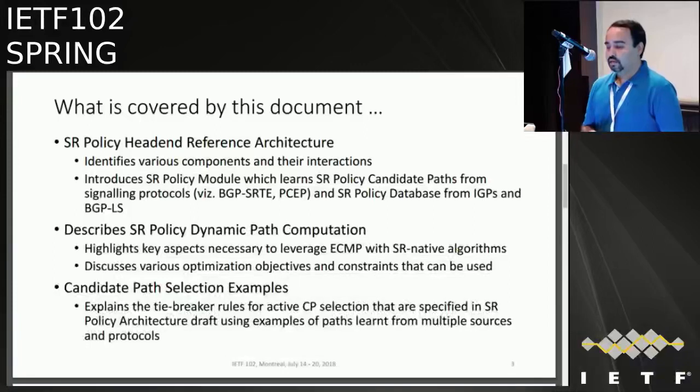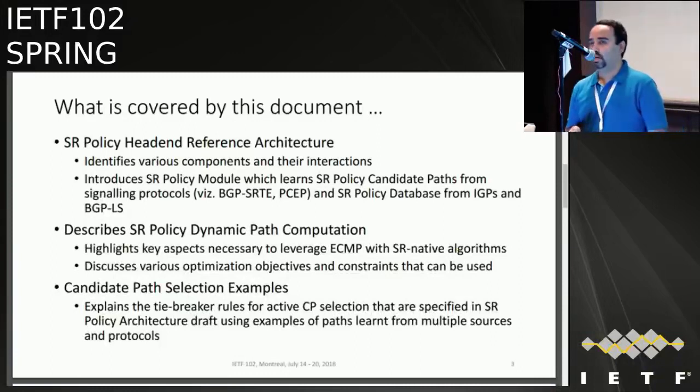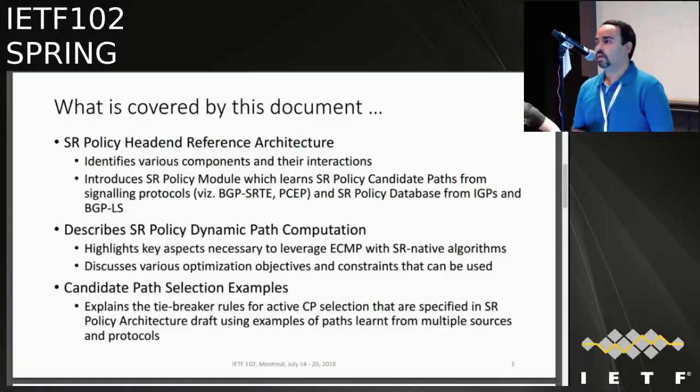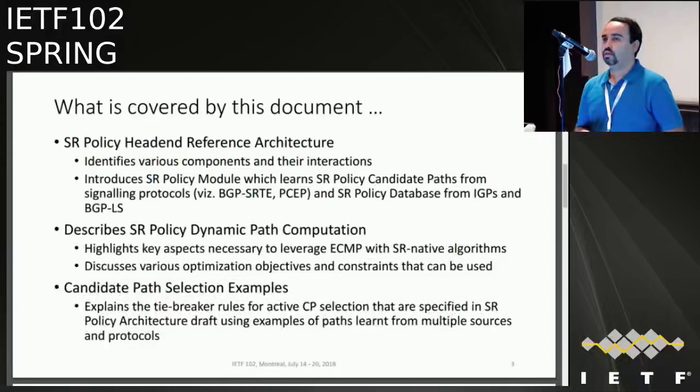It describes the SR policy dynamic path computation. This is really highlighting some key aspects of the computation, so that we leverage the segment routing concepts like taking care of ensuring maximum ECMP, taking care of SID lists or SID constraints in the computation. And there are various optimization objectives and constraints that are talked about. This is again mainly informational.